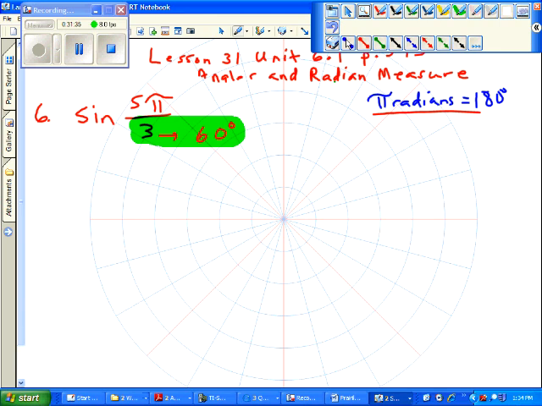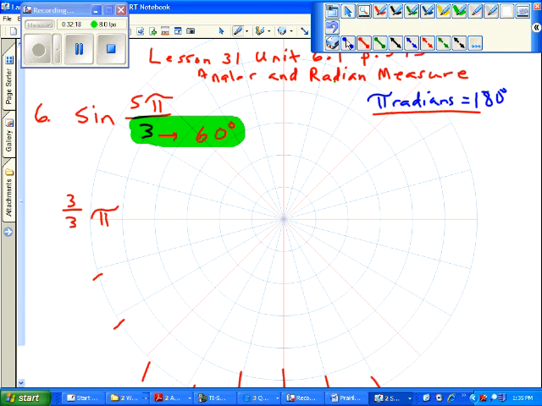Now 5 pi over 3. Here's my pi. This would be 3 pi over 3. I'm 2 pi over 3 more than that. Now, each pi over 3 is 60 degrees. So I'm 120 degrees more than right here. There's 15, 30, 45, 60, 75, 90, 105, 120. I'm 120 degrees more than pi.